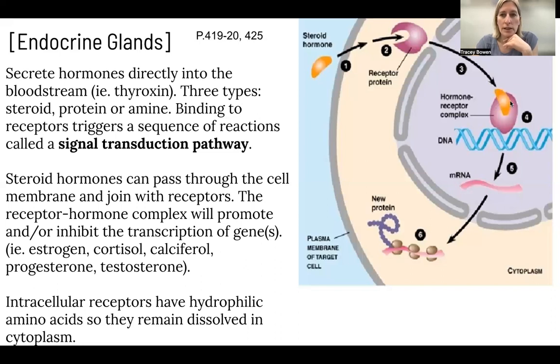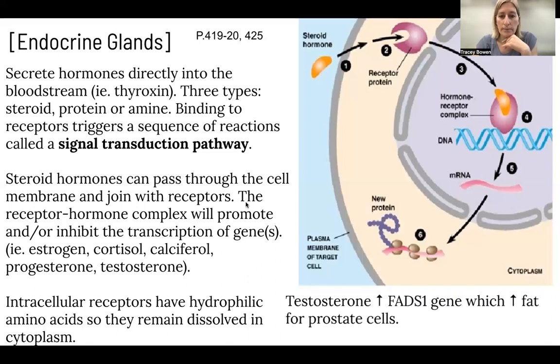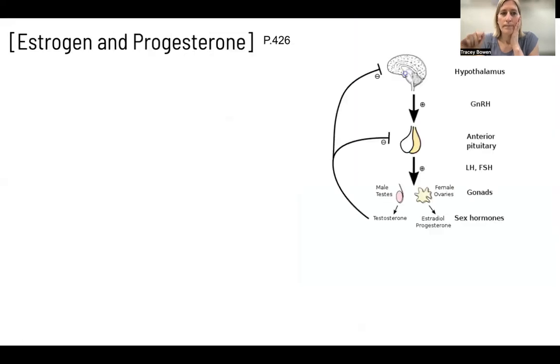And so those receptors in here, so you can see the receptor protein right there, have hydrophilic amino acids, and so they're going to remain dissolved in the cytoplasm of that cell. So for example, testosterone increases the FAD-S1 gene, which then increases the amount of fat for prostate cells. So that would be the action of testosterone as an endocrine hormone.